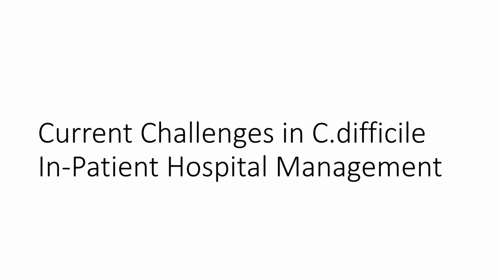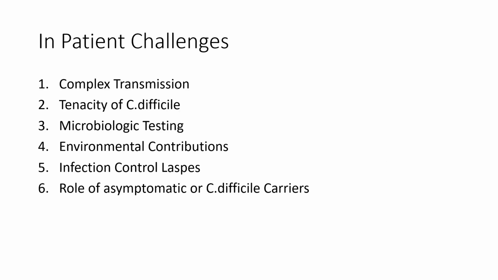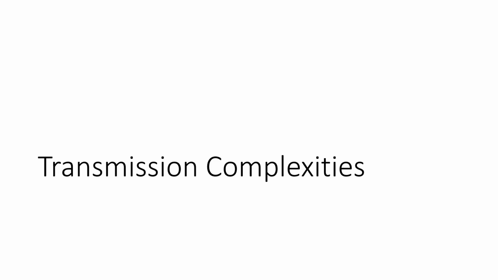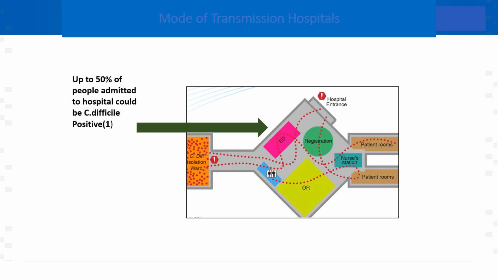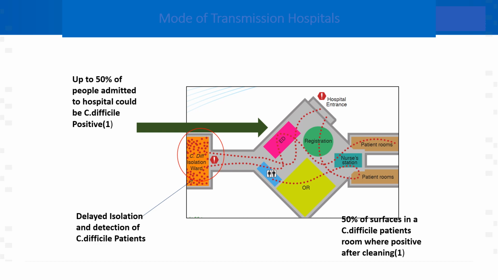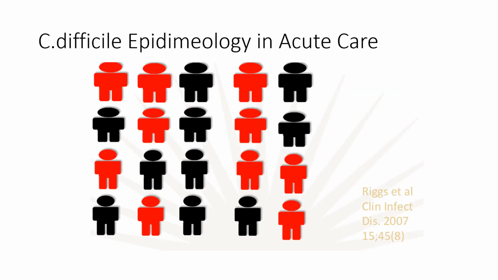the challenges in C. difficile because of complex transmission, tenacity of the C. difficile, microbiology testing, environmental contamination, infection control lapses, and the role of asymptomatic or close transmissions. Up to 50% of people admitted to hospital could be Clostridium difficile positive. 50% of surfaces in the healthcare setting, patient rooms, are positive even after cleaning. There are delayed isolation and detection of C. difficile. 50% of adult inpatients tested were positive for C. difficile.